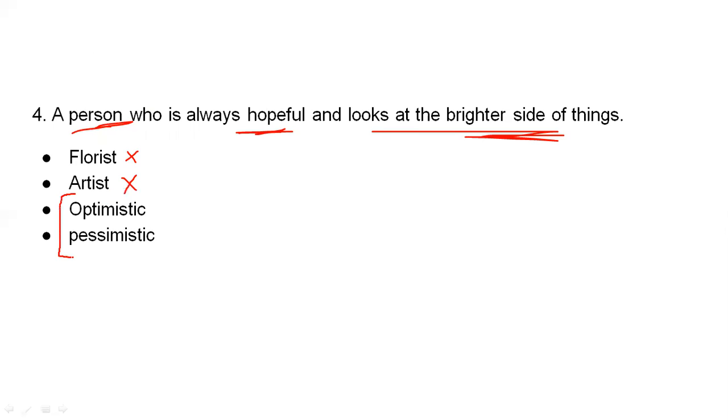Here the confusion comes between optimistic and pessimistic. When you look into the meaning of these two words, optimistic means the person who is positive, the one who is hopeful, and pessimistic means the one who is negative, the one who is looking on the darker side of things, who is always very hopeless. The correct answer will be optimistic.